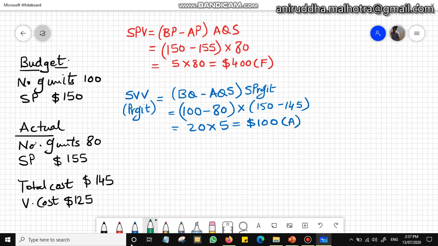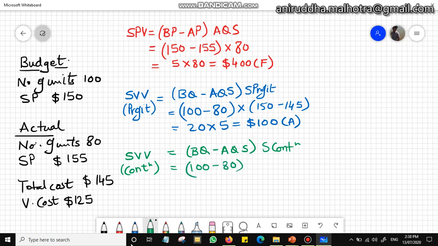And very similarly, we'll calculate the sales volume variance, but this time we'll use contribution. So again, your formula is pretty much the same: budgeted quantity minus actual quantity sold into standard contribution. So again, this is 100 minus 80, so again, it's going to be an adverse variance, into 150 minus 125 because our variable cost is 125. So that leaves us with 20 into 25, and what you get is $500 adverse.